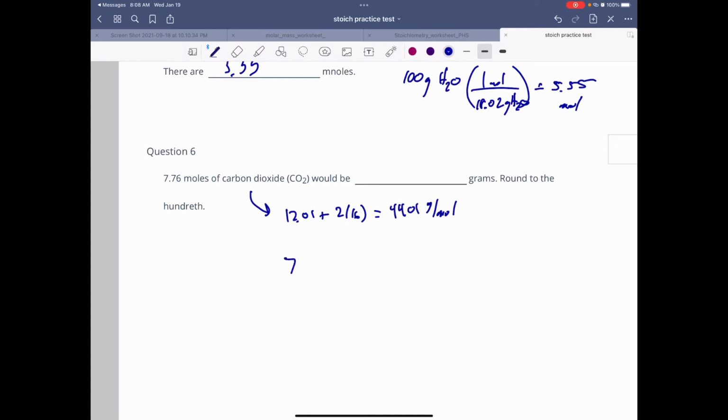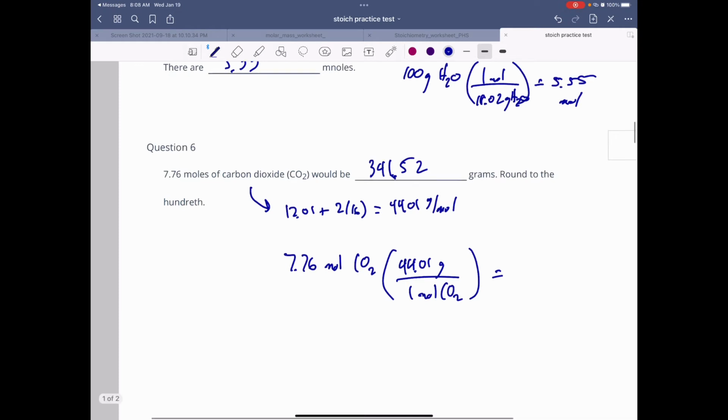So again, if you wanted to write this whole thing out, you could do it this way. 1 mole of CO2 is 44.01 grams. And you can see that you're multiplying. So 7.76 times 44.01, 341.52 grams. I can see my time is just under 6 minutes, so we will keep going.